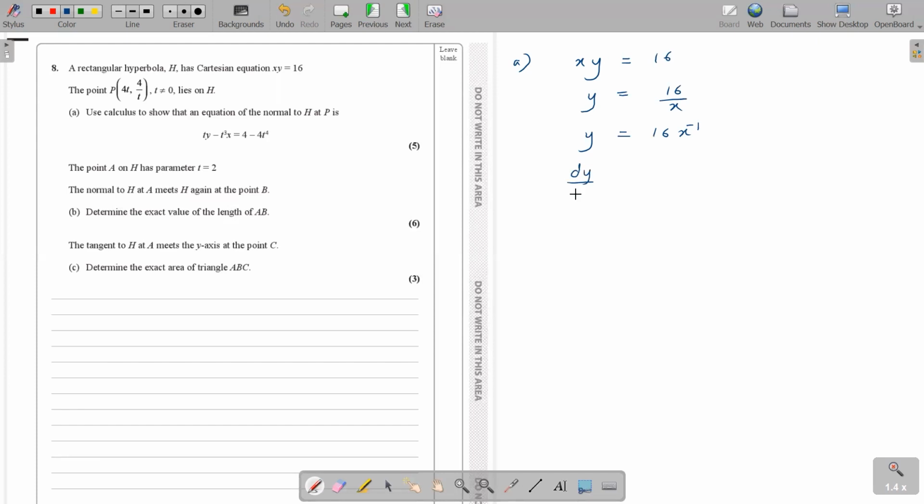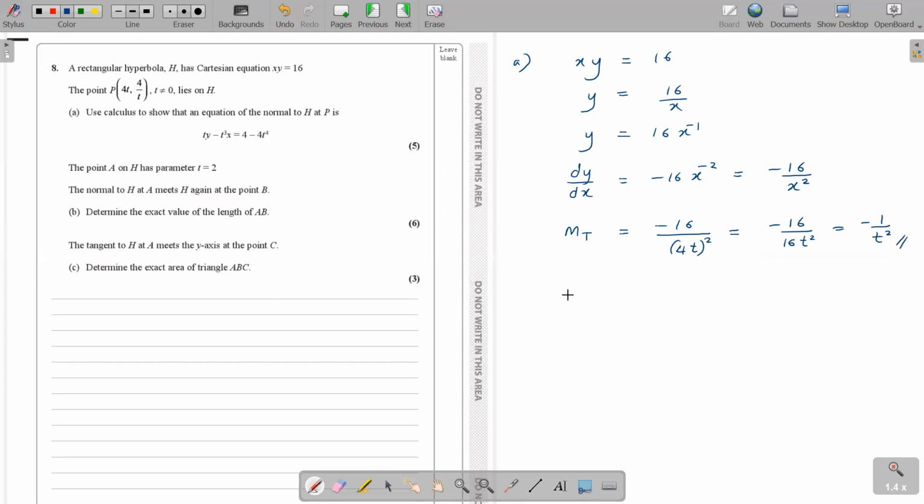So dy by dx gives me minus 16 x to the power minus 2. Do you agree? Substitute the x value and you get the gradient of the tangent. The x value here is 4t, so replace x with 4t. Shall I first rearrange? Minus 16 x to the power minus 2 is x square in the denominator, right? So minus 16 divided by the x value here, 4t, squared. What do we get? Minus 16 divided by 16t square, which gives me minus 1 over t square. Do you agree?